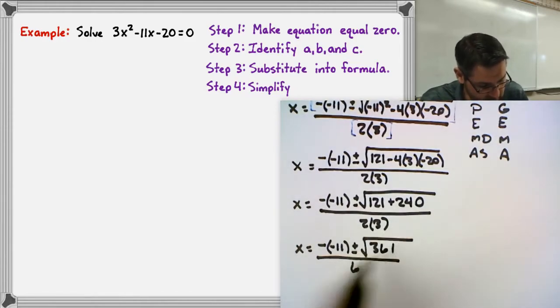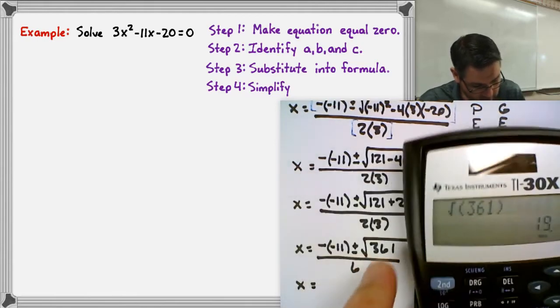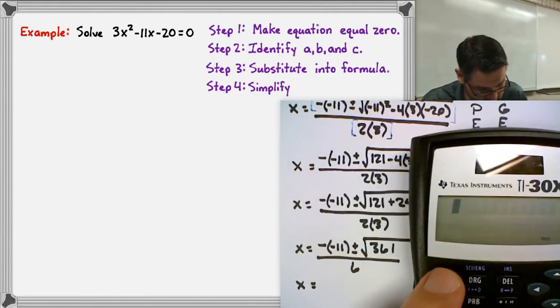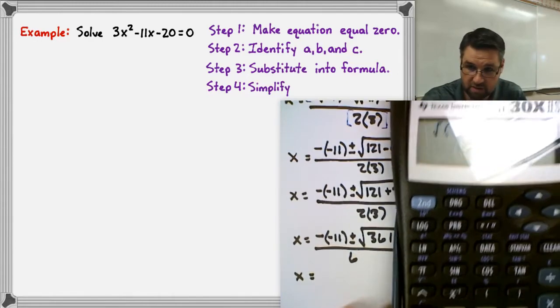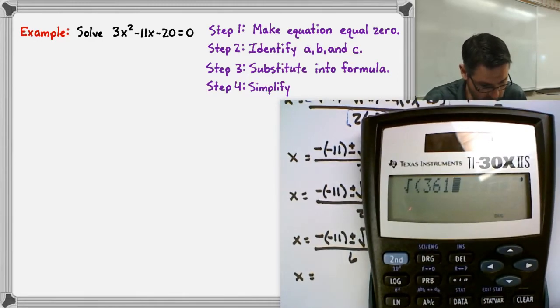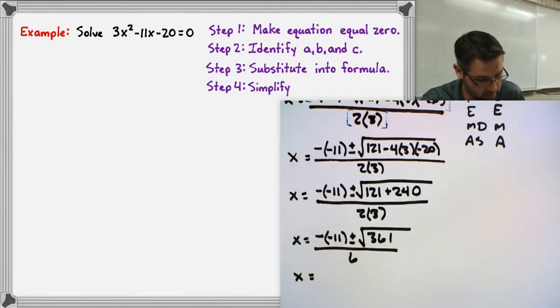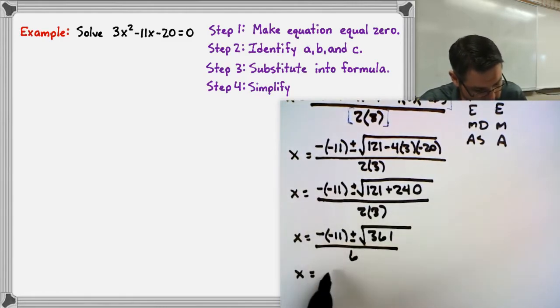But I'm going to go ahead and take the square root of 361 with my calculator. And remember, when I take the square root of 361, I'm going to hit second square root. So that's this button here, if you have this kind of calculator. 361, and then close the parenthesis and hit enter. And I end up with 19. So the square root of 361 is 19. So we're going to write down negative 11 plus or minus 19.